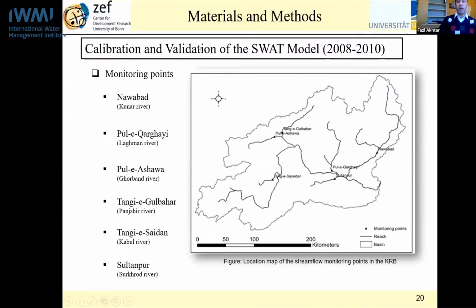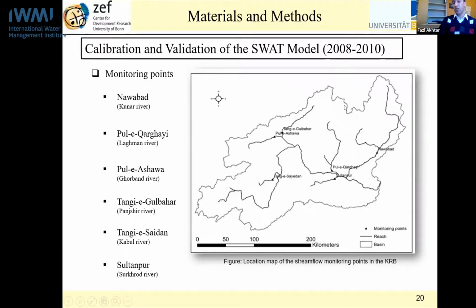Okay, the calibration and validation of the SWAT model, as I said earlier, was done for a period of 2008 to 2010. We selected these 6 stations to check the impacts of climate change on the stream flow. Okay, this arm is missing now. So prior to anybody asking me later, I would like to tell it here.